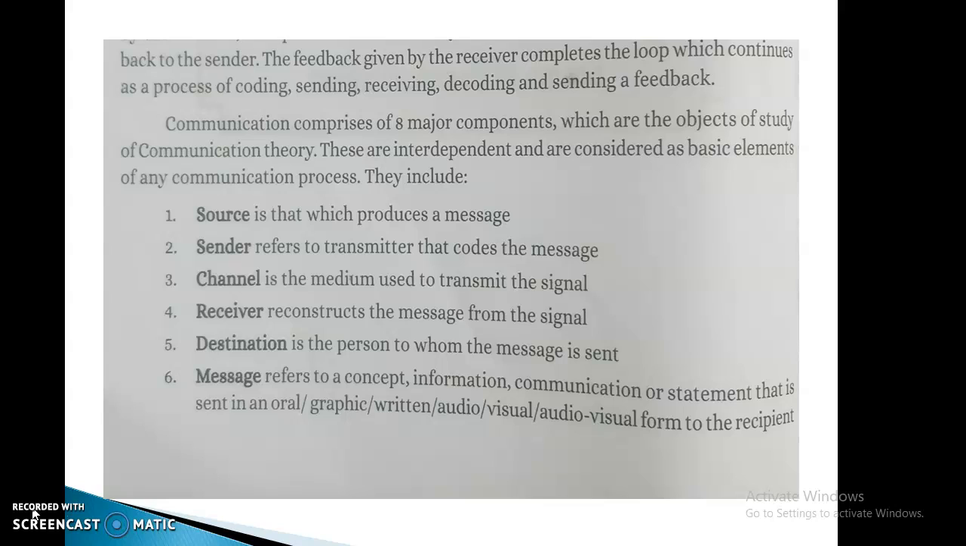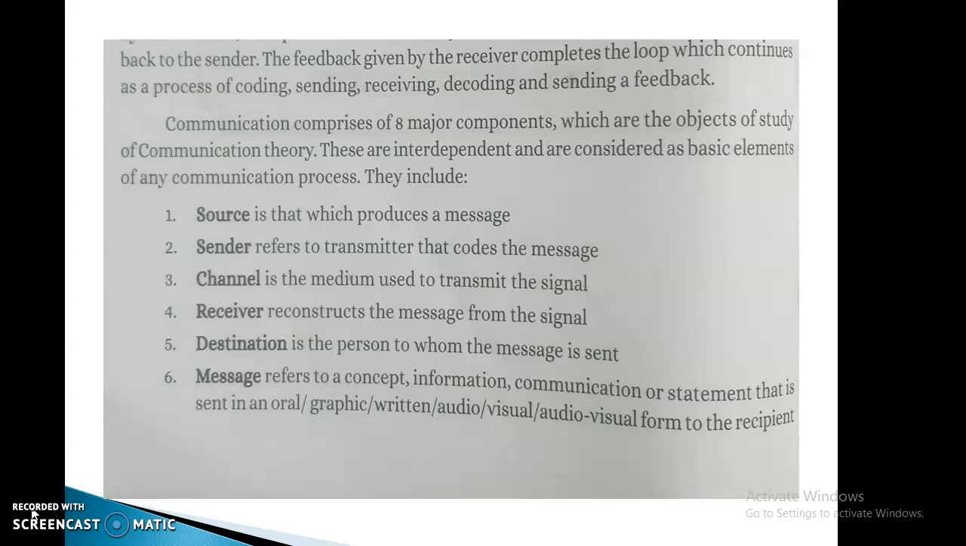Next is sender. Refers to transmitter that codes the message. Transmitter is a person or thing that transmits something. In communication, the transmitter, that is the sender, is the one who codes the message. Code means symbols that have a meaning. Next component is channel. Is the medium used to transmit the signal. So it is the agency or medium which is used to transmit the signal sent by the sender.